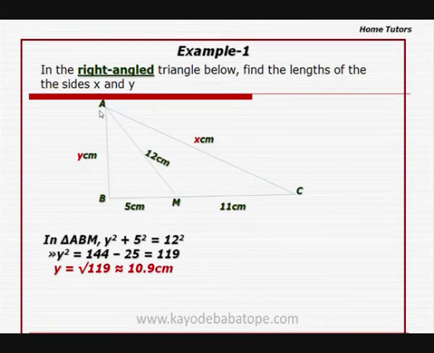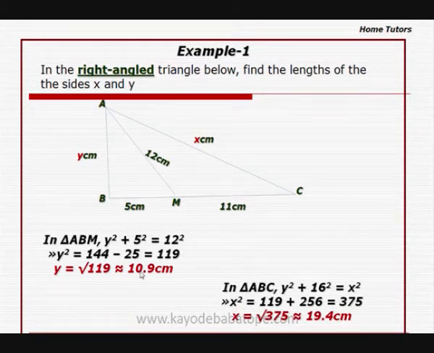Considering triangle ABM, and by applying Pythagoras principle, you will have y squared plus 5 squared must be equal to 12 squared. Do you remember? The square of the hypotenuse is equal to the sum of the squares of the other two sides. So from triangle ABM, you have y squared plus 5 squared equals 12 squared. From that, y squared is equal to 144 minus 25, when you collect like terms. That gives you 119, from where you can calculate y to be equal to the square root of 119, and that gives you 10.9 centimeters.